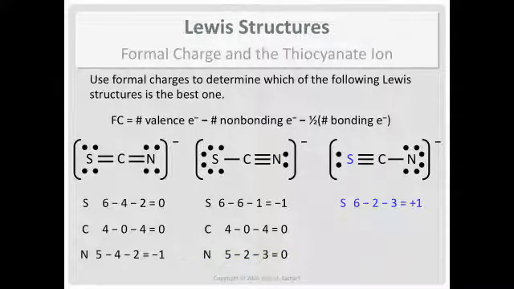The rightmost structure. That sulfur has a +1 formal charge. The central carbon atom has a 0 formal charge. And nitrogen has a -2 formal charge. +1, 0, and -2, those add up to -1.